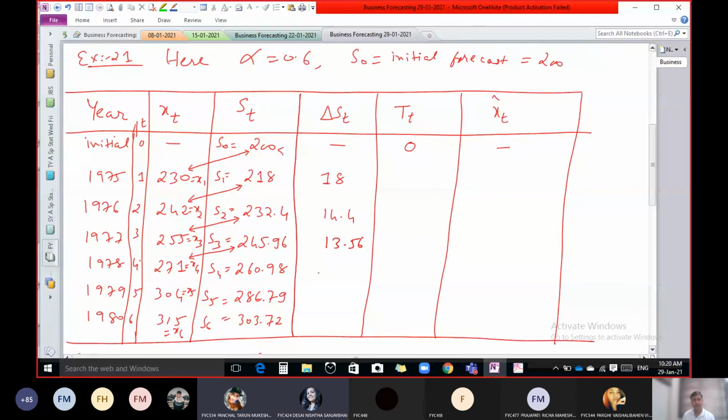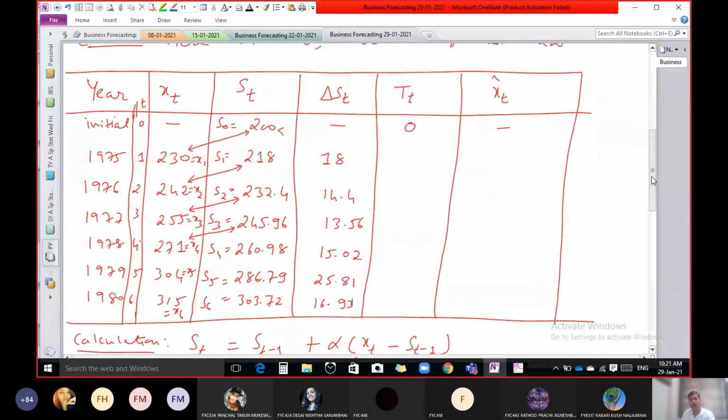Now 15.02. Next, 25.81. Okay, next, 16.93. Okay. So, no need to show this in our calculation part. Delta ST is not required to show in our calculation part.